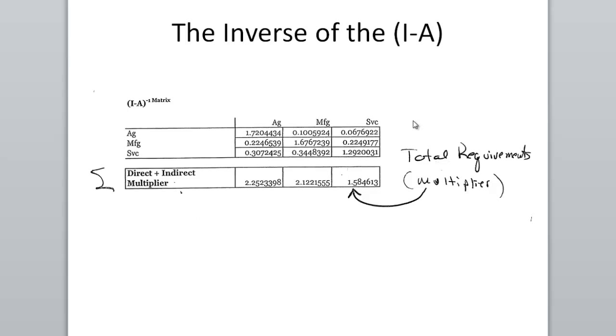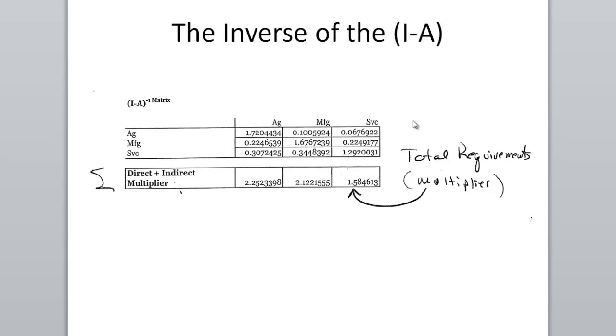Then using matrix algebra, the I minus A matrix is inverted, the I minus A inverse. And we do that using Excel, and it's called MINVERSE. That's the process for inverting a matrix, and it's a very straightforward process. But we invert that matrix.